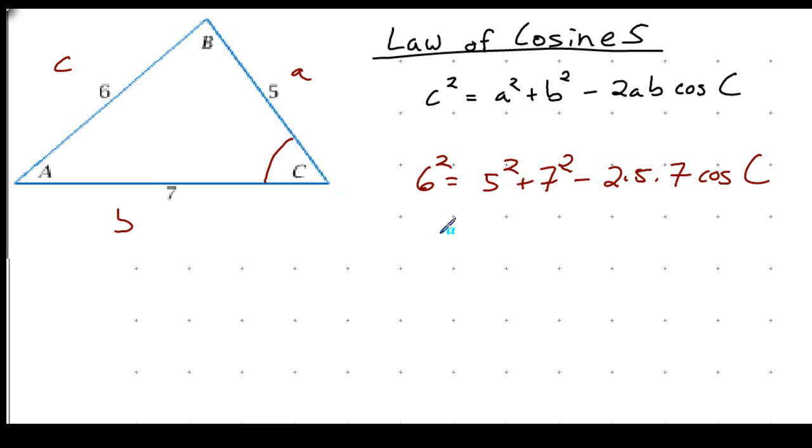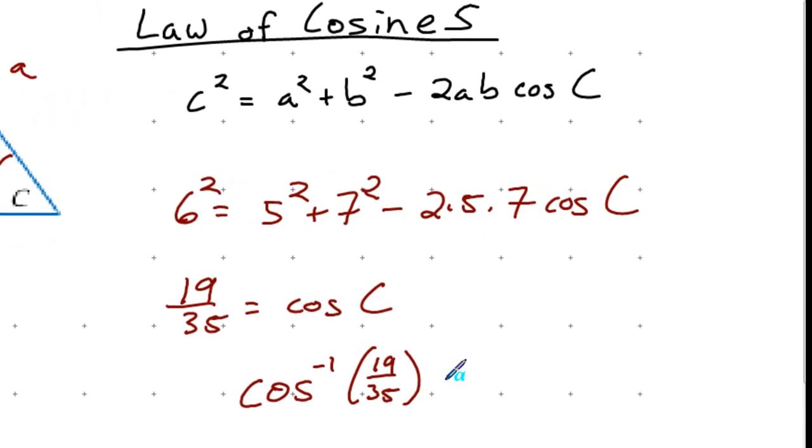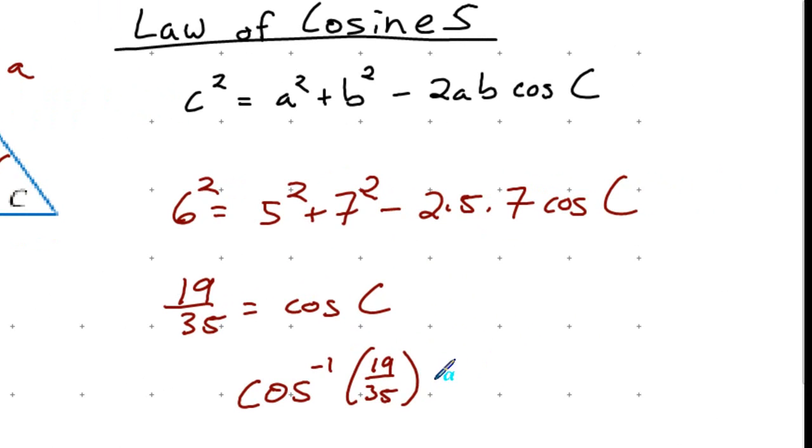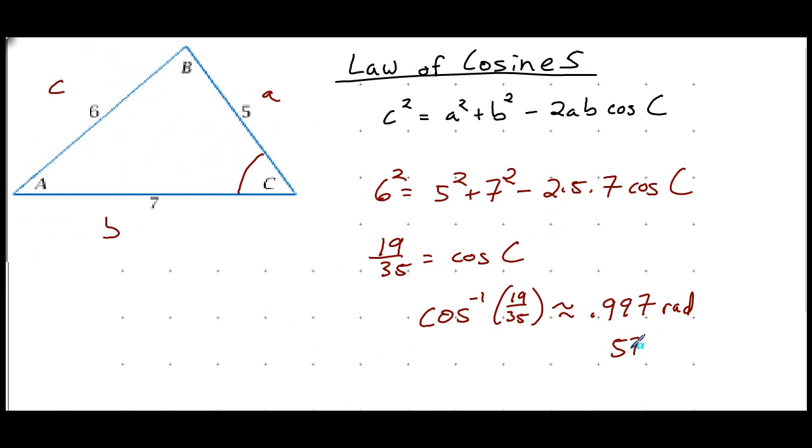After going through my math, I'm left with a value of 19 over 35 equals cosine of C. This implies that the arccosine, or inverse cosine, of 19 over 35 will give me my C value, and that is approximately 0.997 radians. Or if you change to degrees, it's roughly 57.1 degrees. To solve the other angles, I'm just going to use my other laws of cosines identities to solve those values.